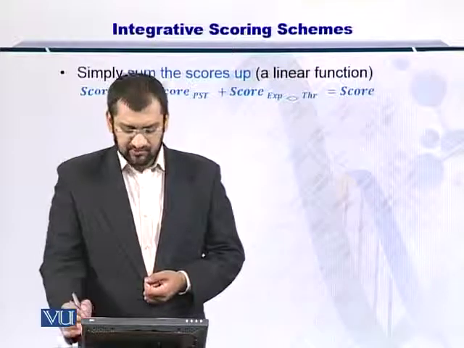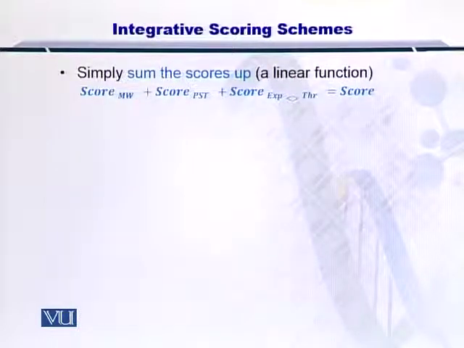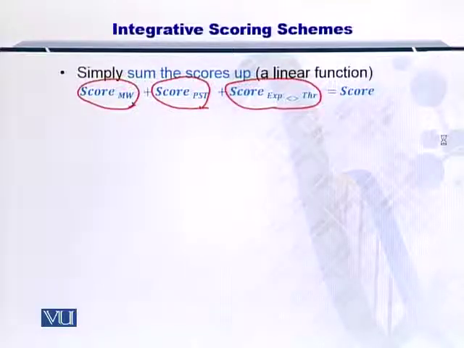Let's take a look at the options that we have. Simply, we can just add up the scores. So the score from the molecular weight can be added with the score from the PSTs and the score from the experimental and in silico or theoretical spectral comparison. But as I was just mentioning, you cannot add oranges and apples and bananas. This is exactly like that, because the score from the molecular weight may vary between 0 to the molecular weight of the protein, which can be quite large.